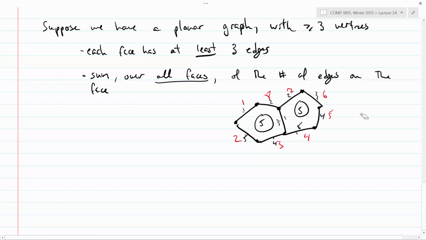Okay. So what do we have? All right, so we have that the sum over all faces of the number of edges on that face is 5 plus 5 plus 8. So that's 18. And can we relate that quantity to anything? We have 1, 2, 3, 4, 5, 6, 7, 8, 9 edges total.